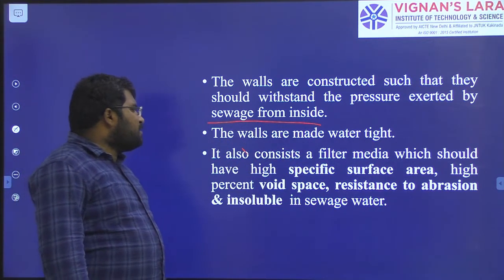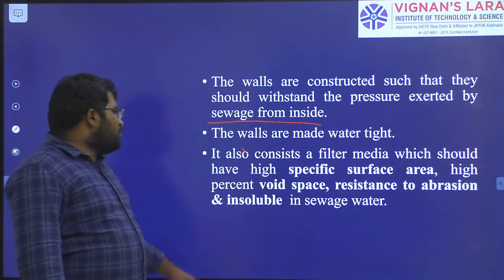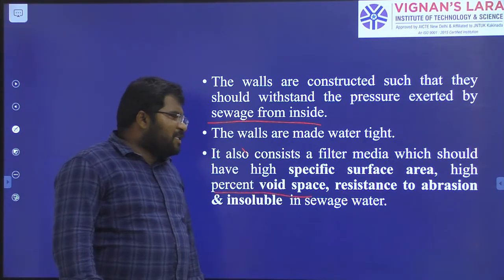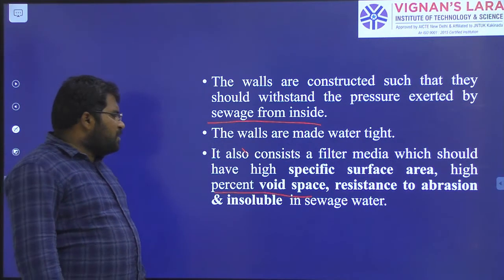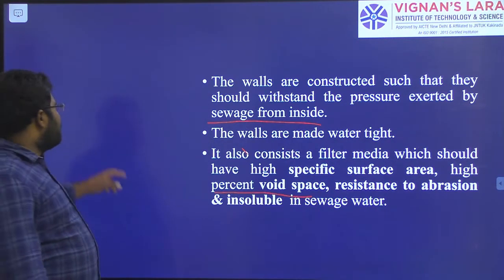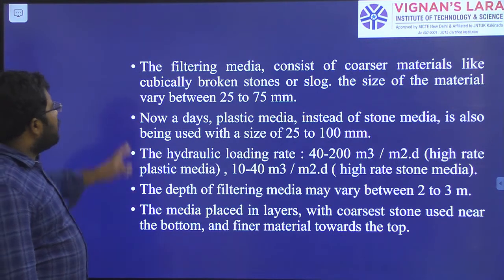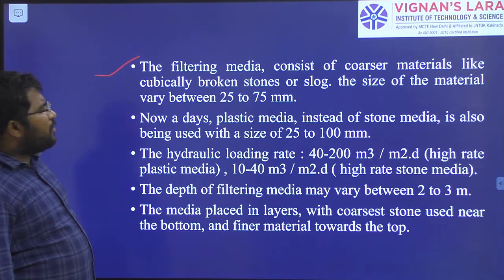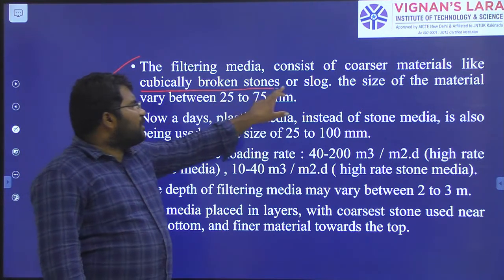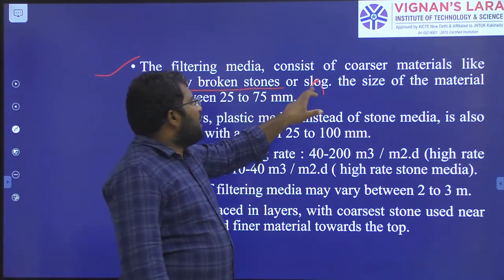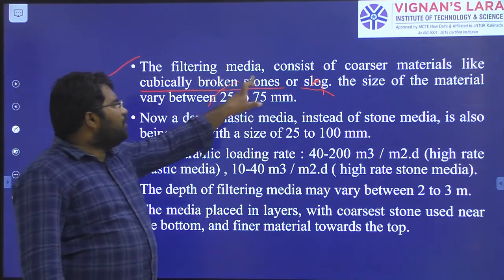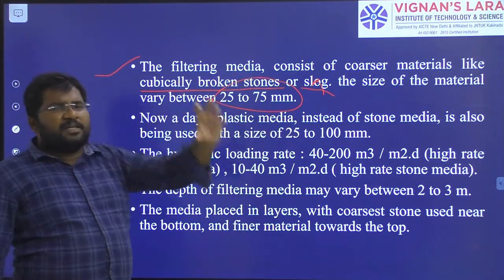Next, it also consists of a filter medium which should have a specific surface area, a high percentage of white spaces, resistance to abrasion, and be insoluble in sewage water. Okay, next we are going to discuss the filter media. The filter media consists of coarser materials like cubically broken stones, or we have slag, right? The size of the material varies between 25 to 75 mm. It is a very big size, right?